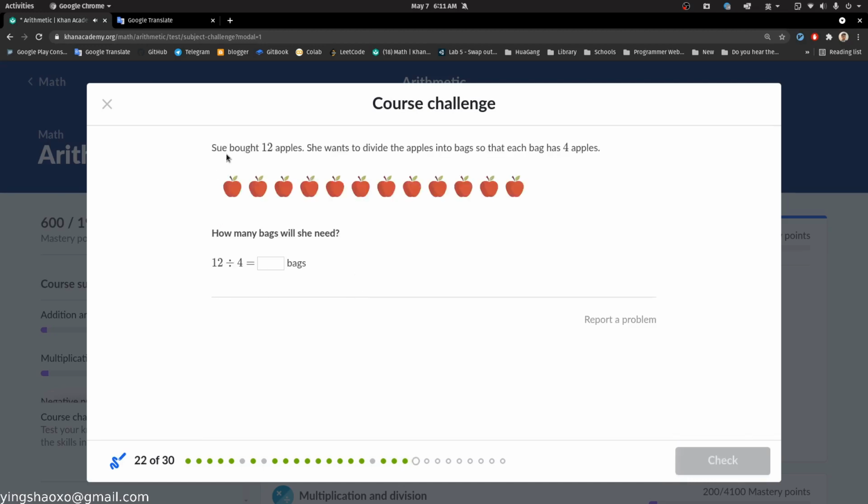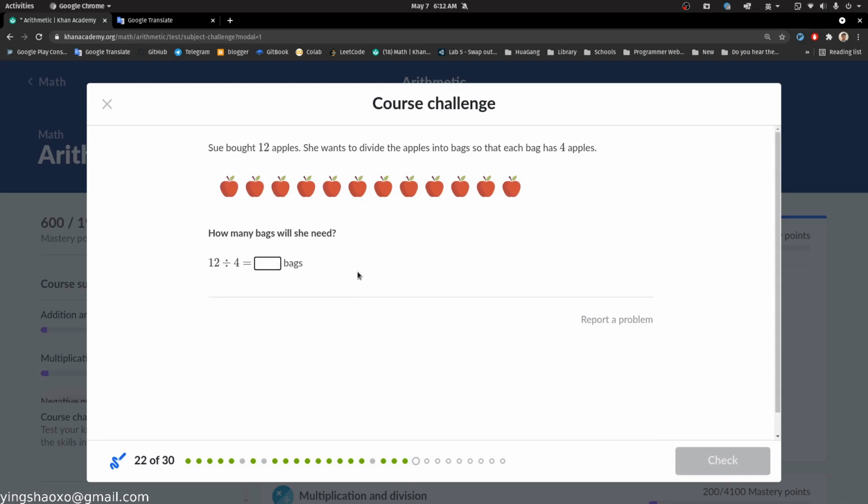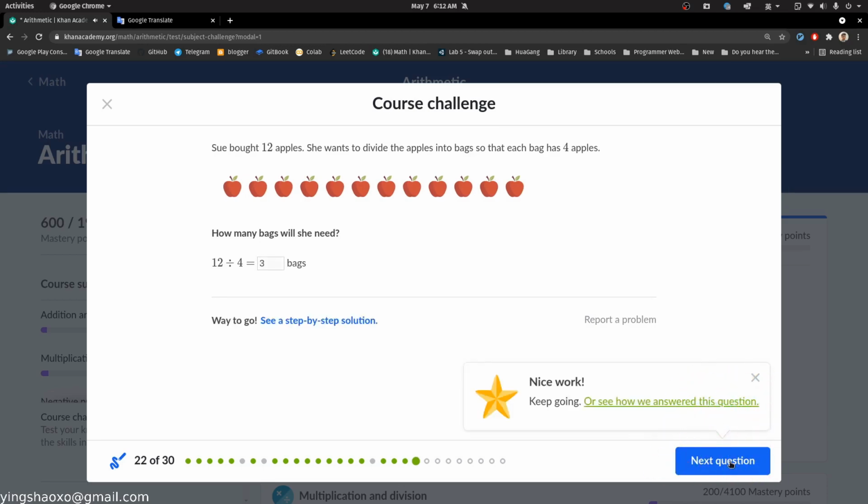Let's do a check. Alright, Sue bought 12 apples. She wants to divide the apples into bags so that each bag has 4 apples. I guess I'll just input the 3 here, and we got it right.